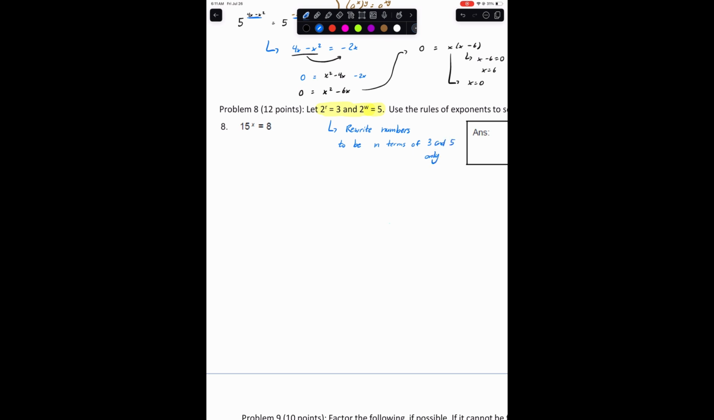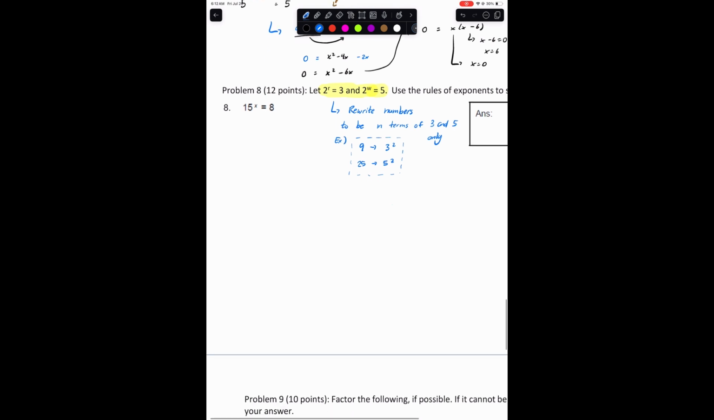So for example, if I had, what's a good one? Like 9, so 9 would become 3 squared. 25 would become 5 squared. And those are just a couple examples, okay? But the point is, I want to only use 3 and 5 as my numbers whenever possible, okay? These are just examples.